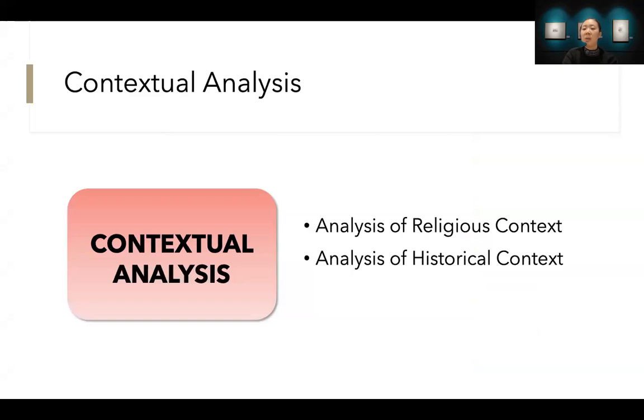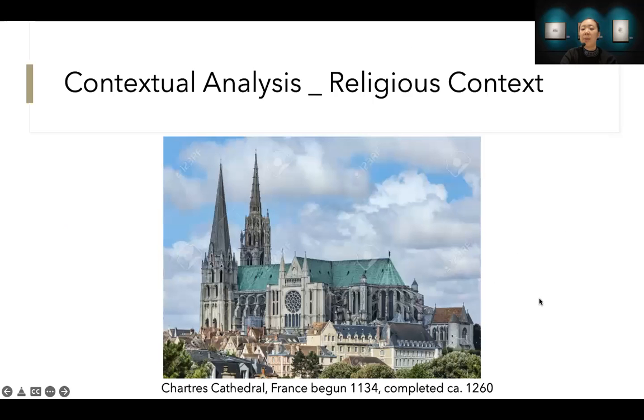Now let's move on to the last analysis method, contextual analysis. The content or meaning of a work of art varies greatly between artworks. To understand the context of a work of art fully, you will usually have to undertake some research in addition to looking very closely at the artwork itself. There are two contextual analysis methods, as you can see. One is based on the religious context, and the other is based on the historical context. Let's see them one by one.